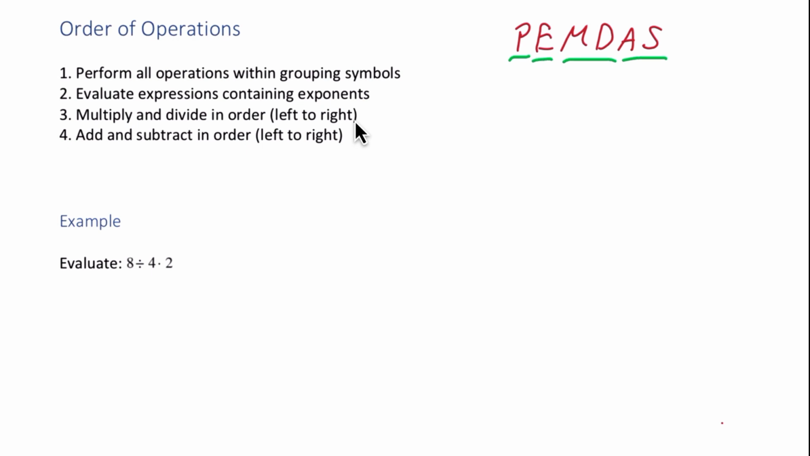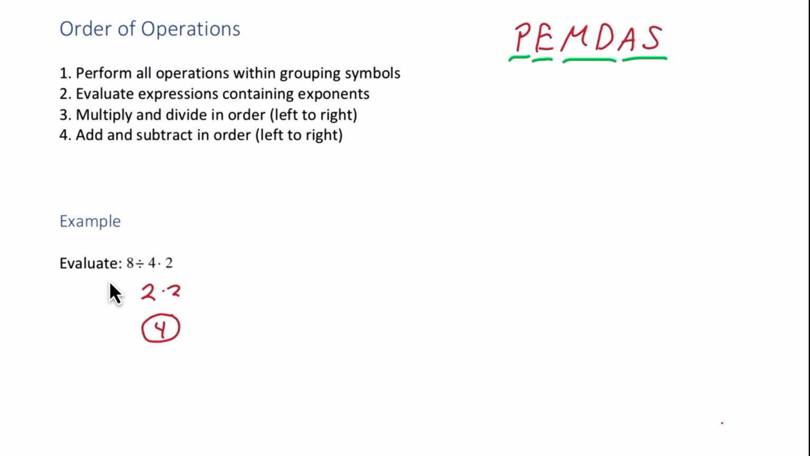For example, looking at this first problem, we want to simplify 8 divided by 4 times 2. Notice we have division and multiplication. We want to go in order from left to right. So 8 divided by 4 is 2, and then 2 times 2 is 4.